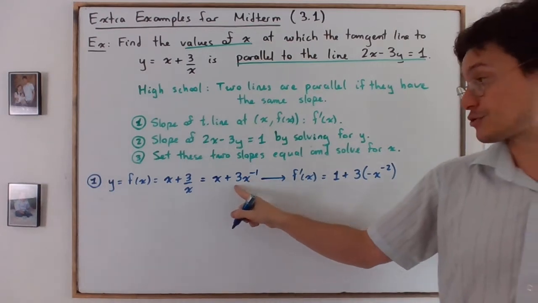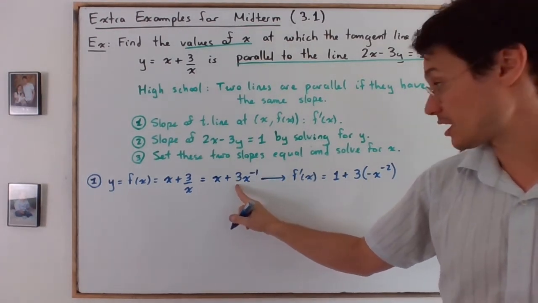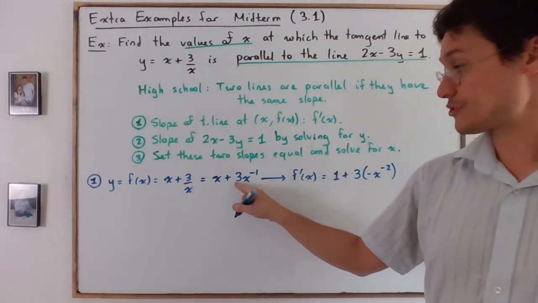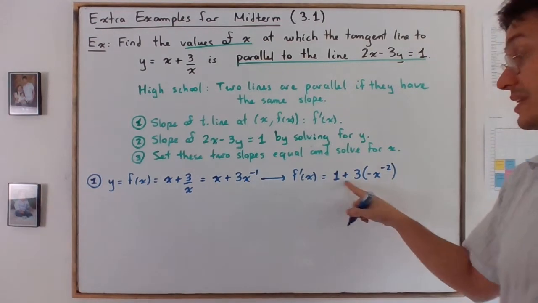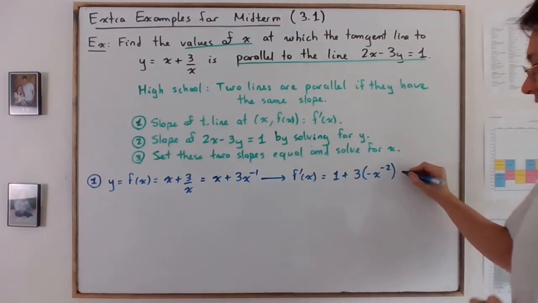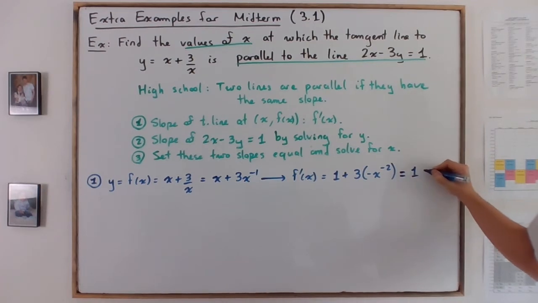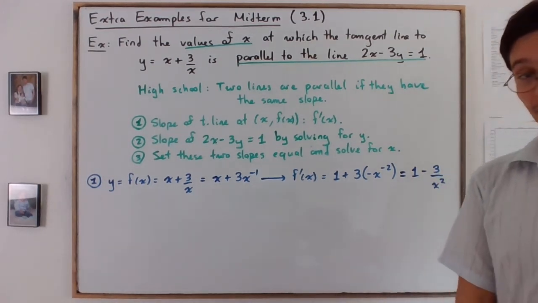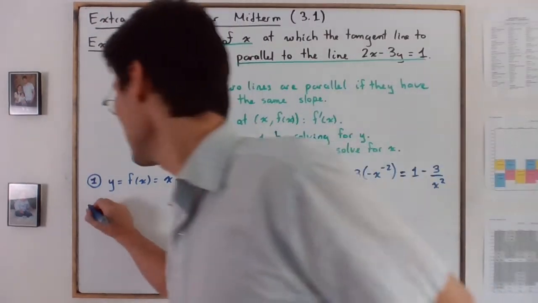Don't forget, the constant doesn't differentiate to 0. The derivative of this term is going to be 3 times the derivative of x to the -1, which is why I wrote this. Here it will be useful to move this to the denominator. So overall, we will get 1 minus 3 over x squared. So step number 1 is done.